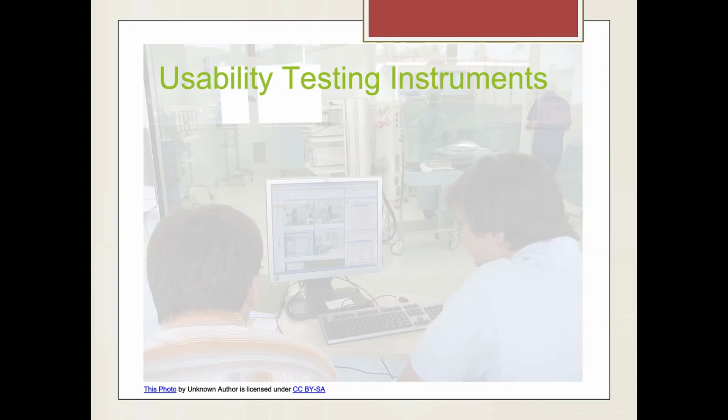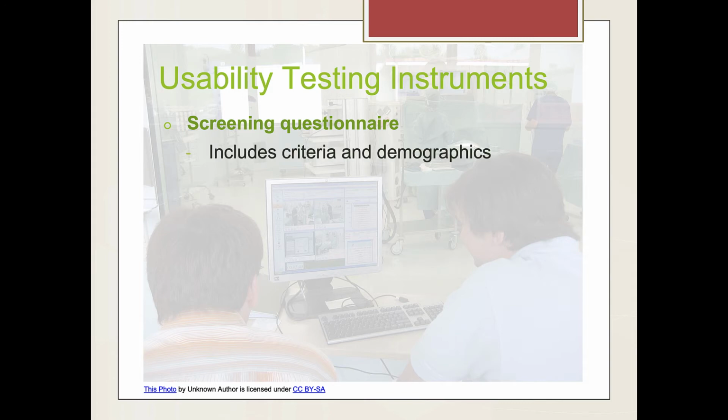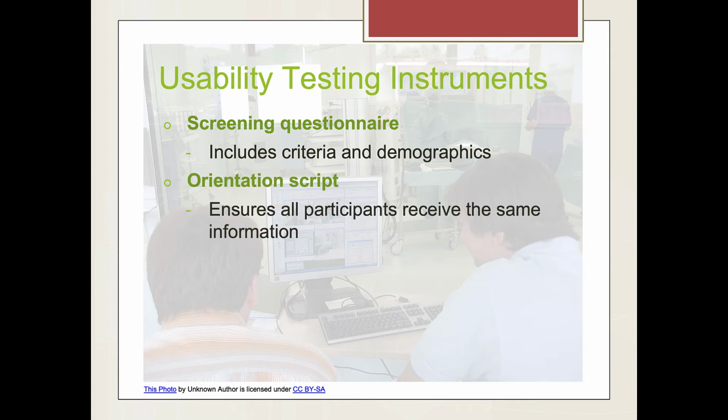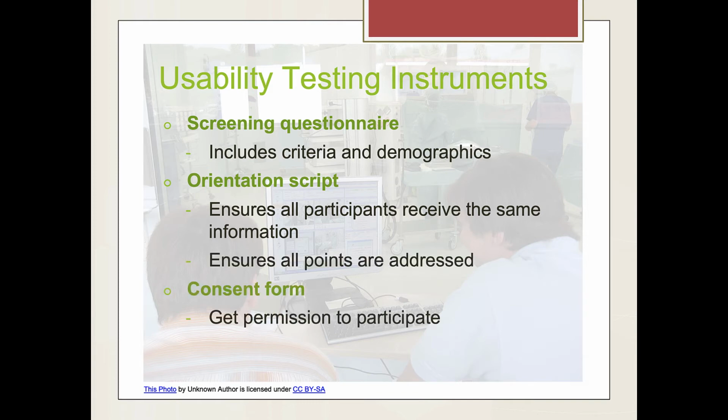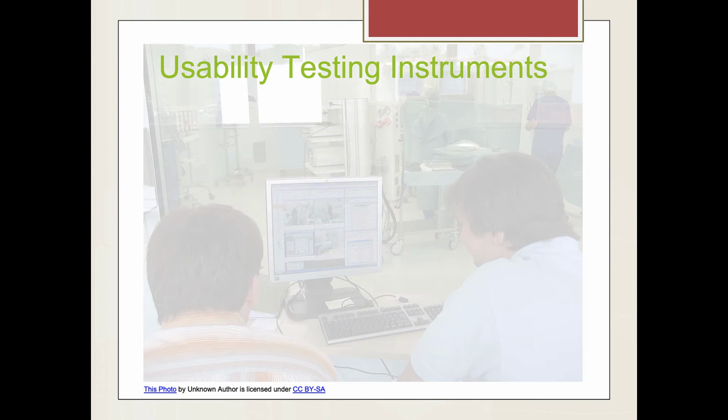Usability testing instruments. Screening questionnaire. This includes criteria and demographics. Your orientation script ensures that all participants receive the same information. It ensures that all points are addressed. The consent form is where you get their permission to participate. It also gives you permission to record both audio and video.